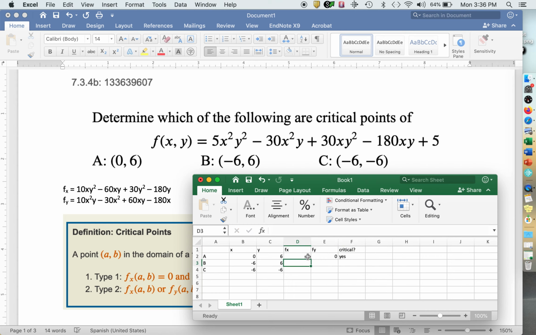All right, now instead of having to type that all in again, I just highlight my two formulas. I go to the bottom right hand corner and it becomes a black cross. Your cursor becomes a black cross, and I just drag it down. And then I check to see if both f sub x and f sub y are 0. They are for B. They are not, however, for C. So in your answer choices, you would choose whichever one says that both A and B are critical points. Hope that helped.